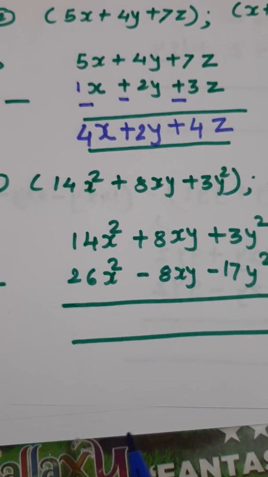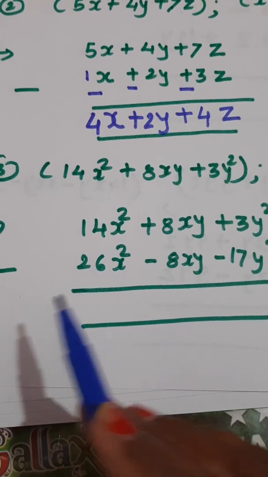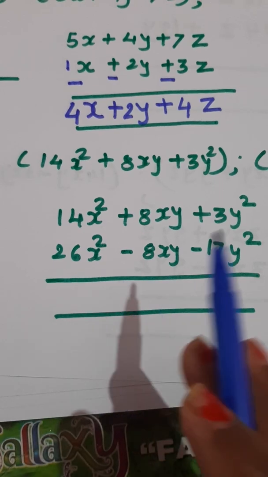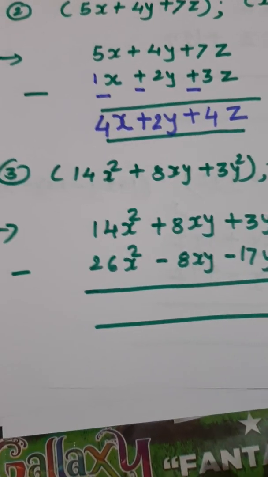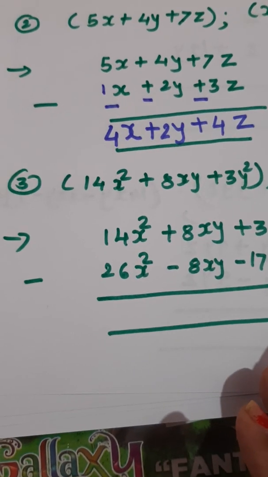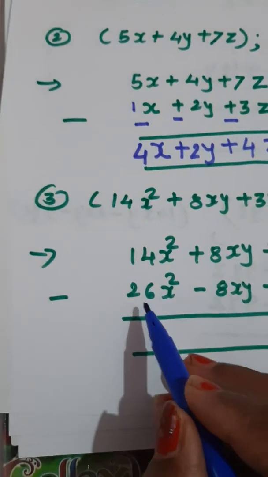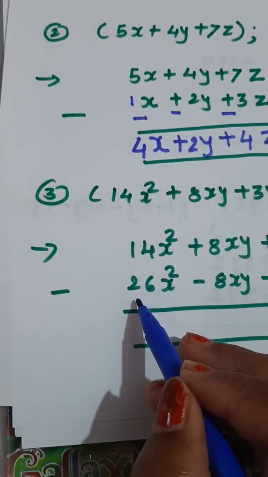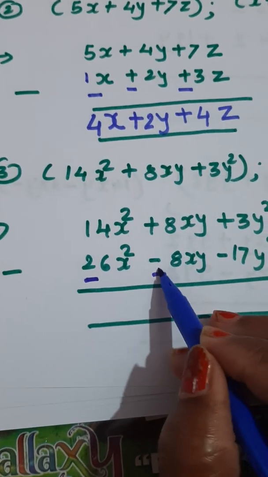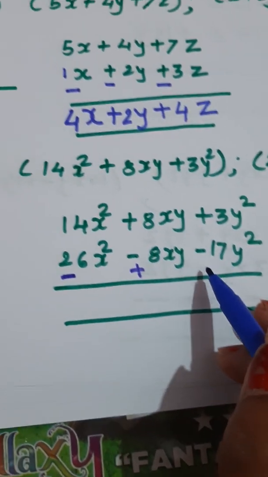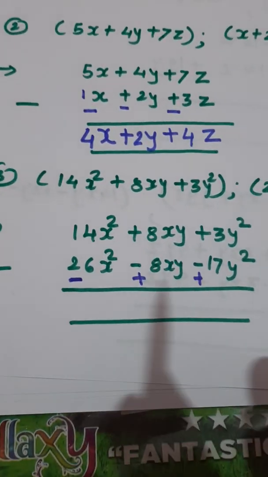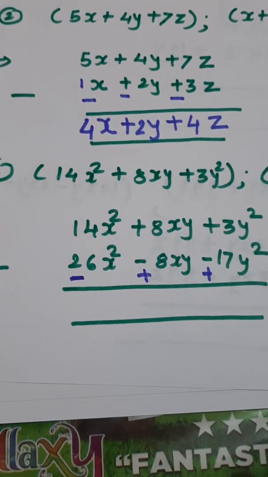As I have told you, while subtraction, in the second algebraic expression each term's sign will change. Sign will change means if it is positive, it becomes negative. If it is negative, it becomes positive. Now this 26x square is positive, so it becomes negative now. Negative 8xy becomes positive and negative 17y square positive. Change all the signs of the second algebraic expression.